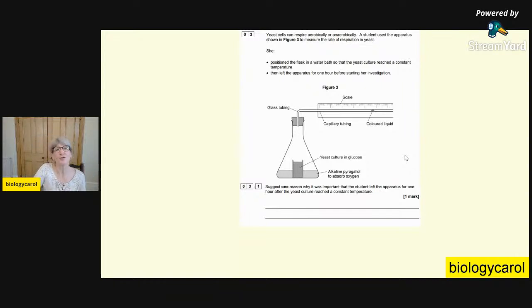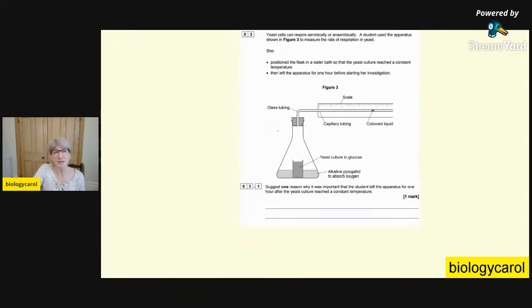So anyway, right, on to question 3. Yeast cells can respire aerobically and anaerobically. Okay, fair enough. Use this apparatus, and you're told that it was in a water bath and it reached a constant temperature, and then they left the apparatus for 1 hour. Okay, all right. Suggest one reason why it was important that the student left the apparatus for 1 hour after the culture had reached a constant temperature. That tells you the answer is not so that it can reach equilibrium, which would have been a classic, but they've told you it's already reached constant temperature.